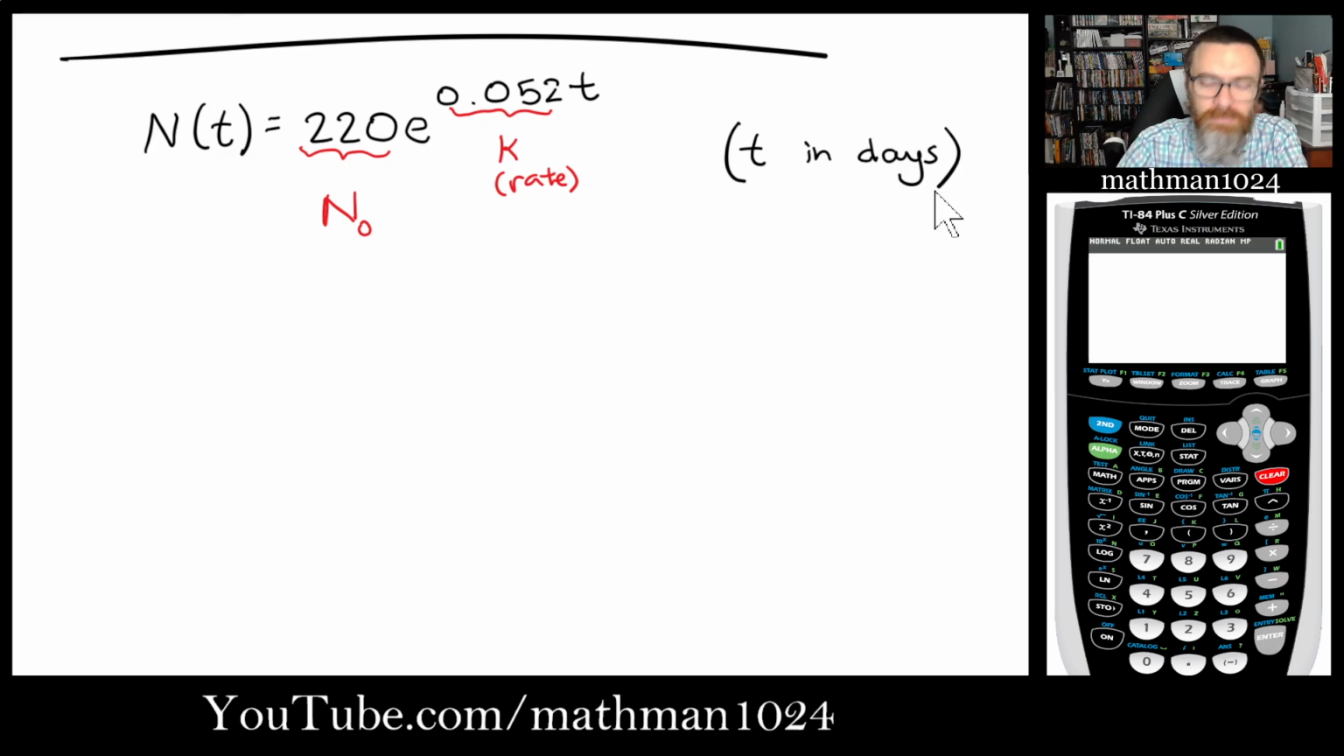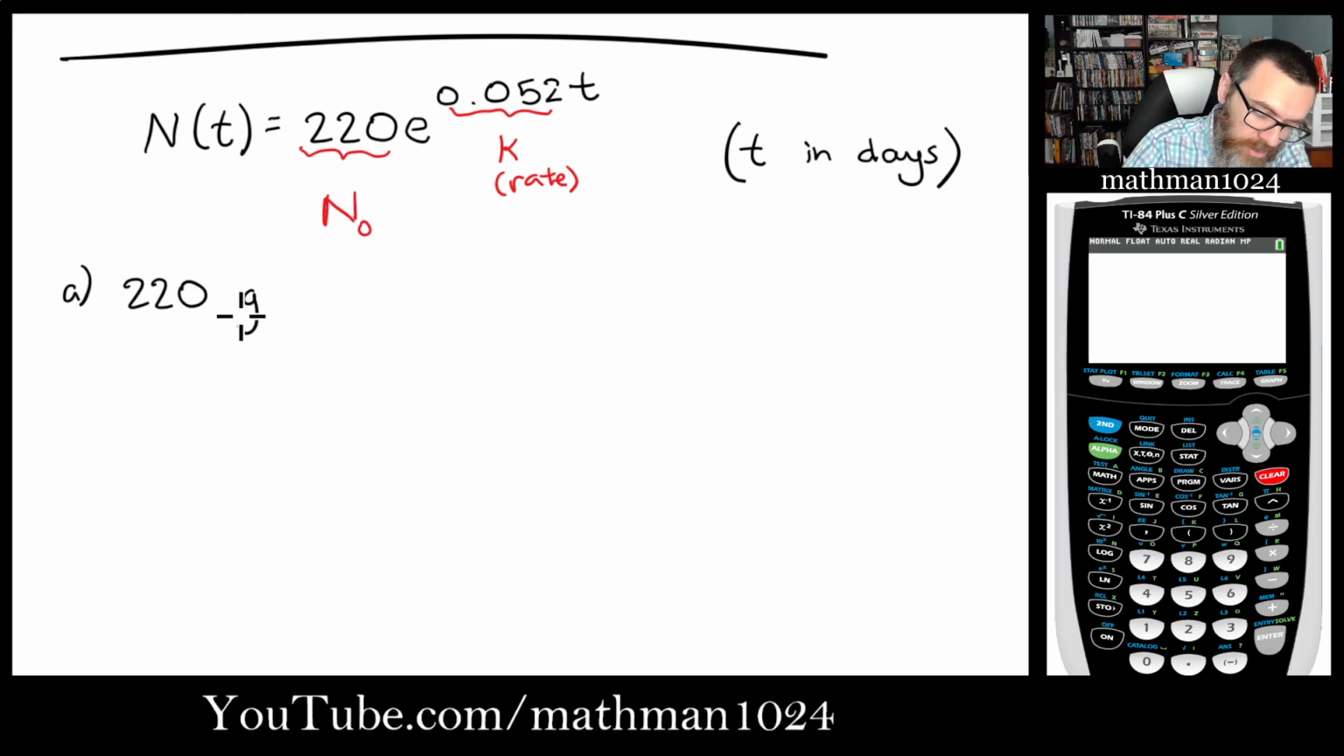All right, so if we look at the questions here that are posed, if you have your guided notes, you can follow along here. The first part here says, what is the initial mass of the culture? Well, we see how it's set up, that the initial mass is going to be 220 grams.